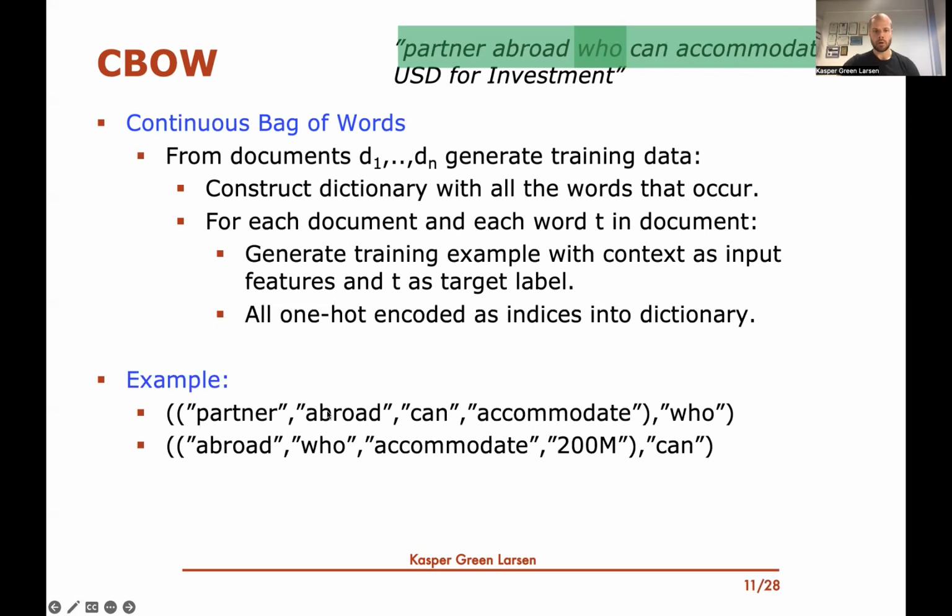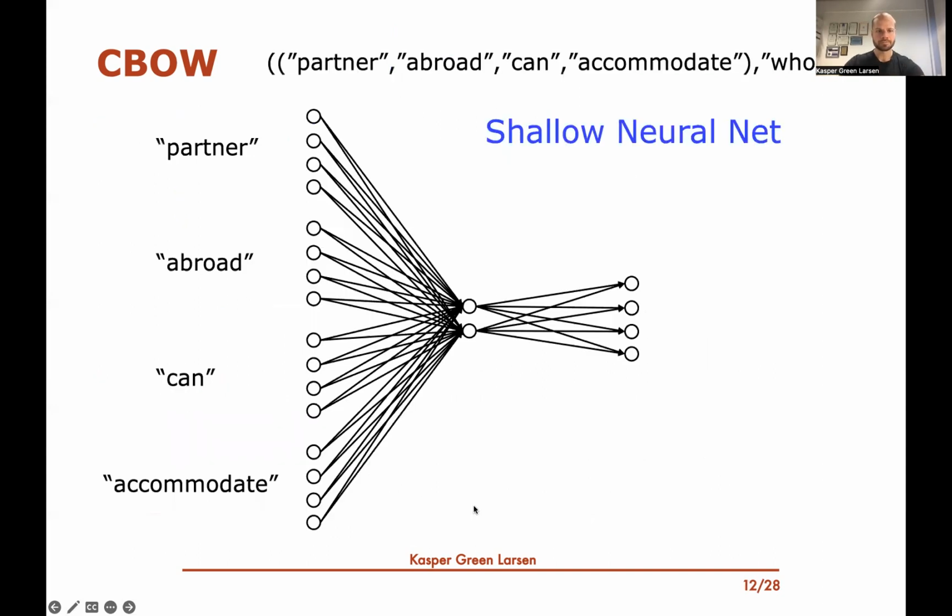And we also have maybe abroad who accommodate 200 million and can. So we just scan through all the words that have a context window around them, and we generate all these examples, right? So this comes from all our training data. Maybe we have another training data set where somewhere in the middle, this taste of pears is delicious. So pears becomes the label, and this, other, taste, of, is and delicious become the features.